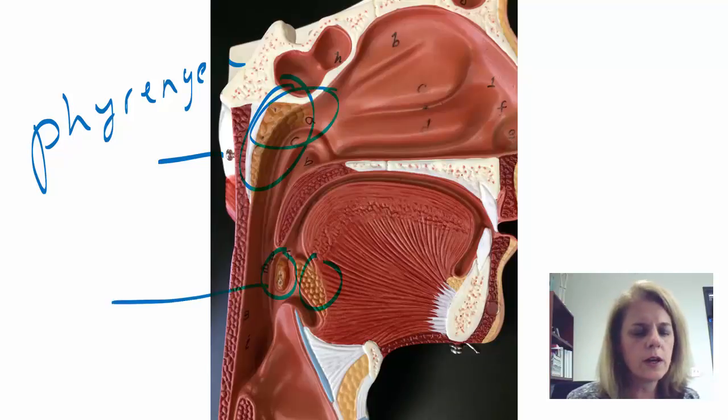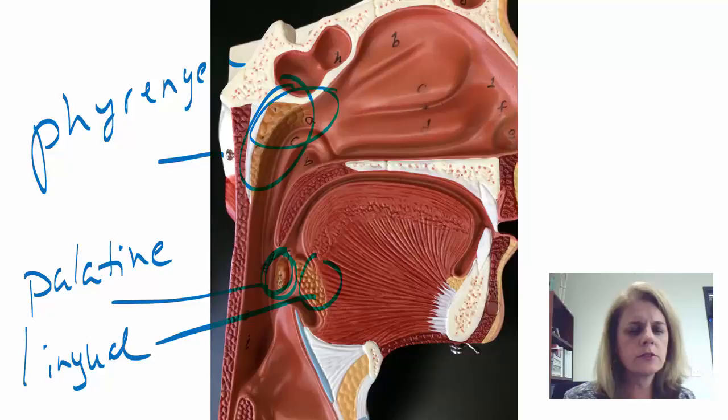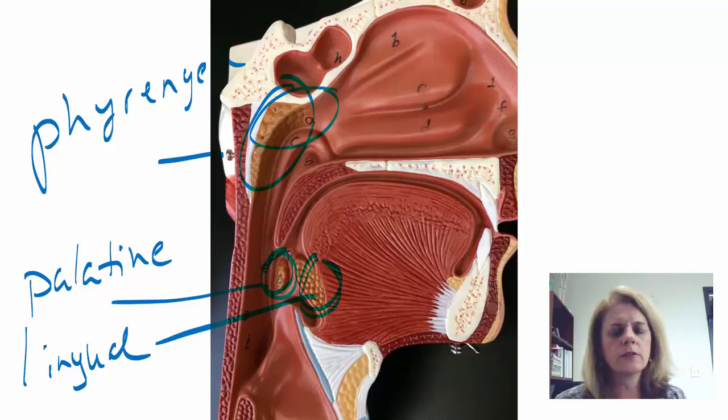These are your lingual tonsils here. And these are your palatine tonsils. So these are the palatine tonsils, and these are the lingual tonsils.